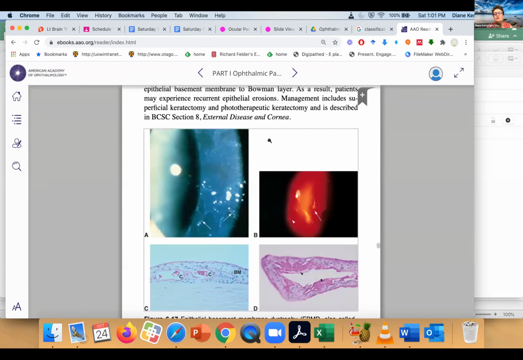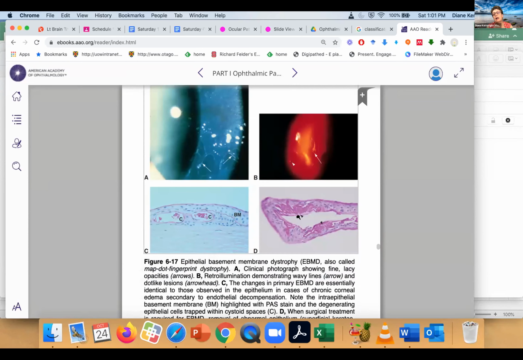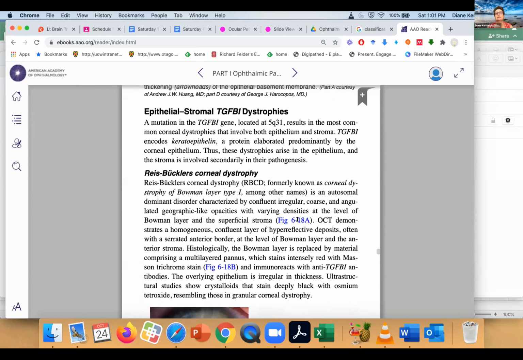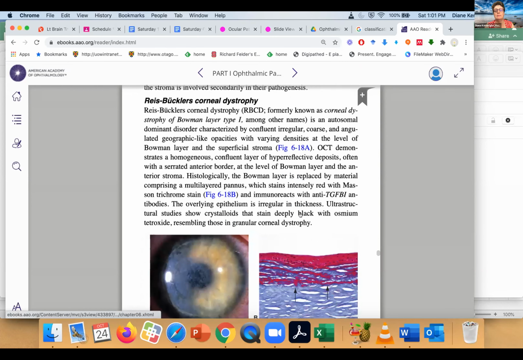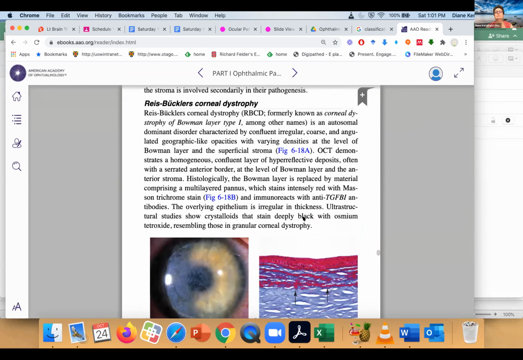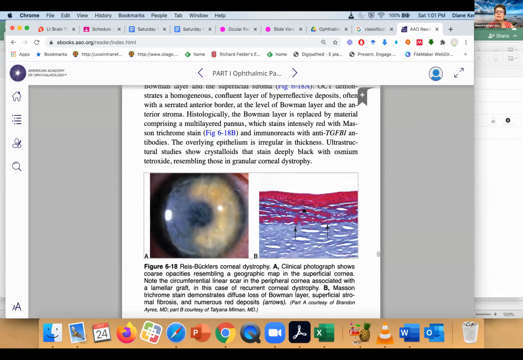Epithelial basement membrane dystrophy. I like the look of that. We couldn't see any of the curly basement membranes present, could we? So not that. So we're into the epithelial stromal, TGFBI. I used to like it when they called it a big H3 because that was easier to remember and say. So the first one is Reis-Bücklers. Reis-Bücklers is a good possibility. It generally tends to have this uniform distribution rather than a lumpy distribution. Ours was pretty discontinuous rather than that.